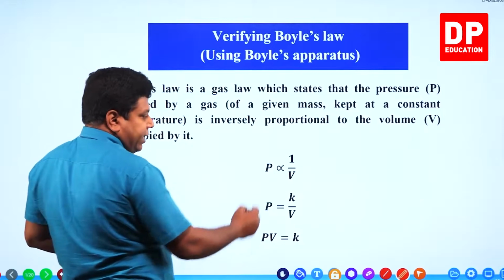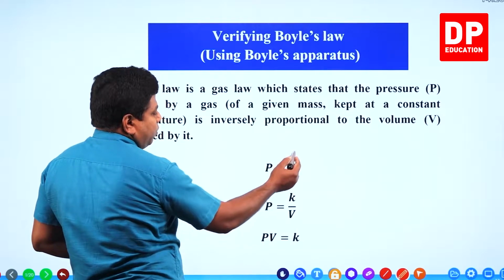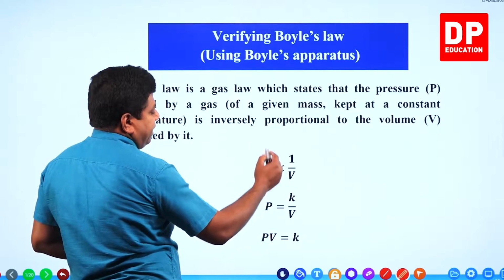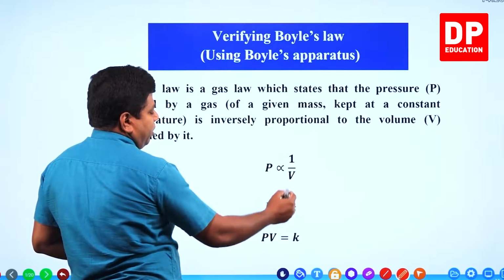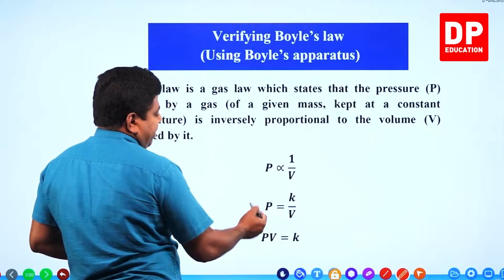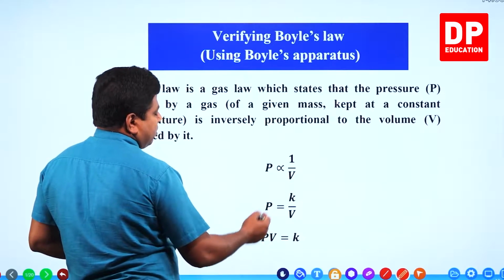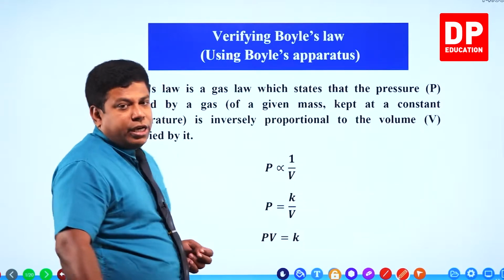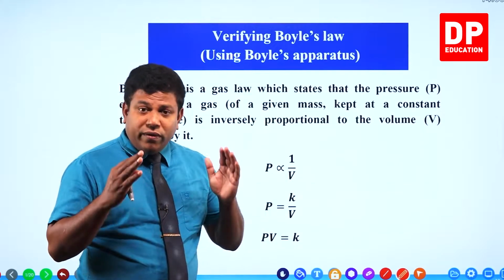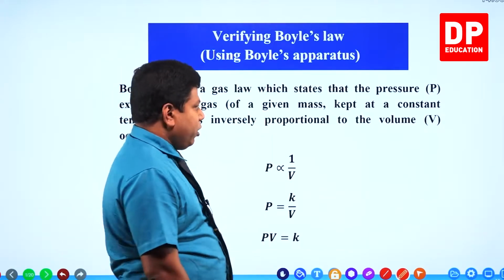In notations, we write P is proportional to 1 over V. To change this proportionality into equality, we put a constant K. Here K is a constant. Cross multiply V, you get PV equals constant. PV, pressure into volume, is a constant. This is what we are going to verify now. Let's see how we are going to verify.